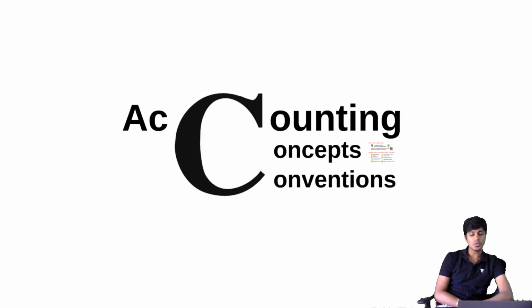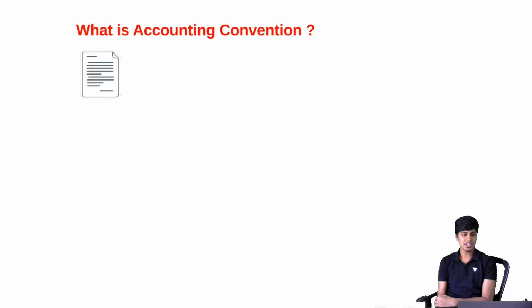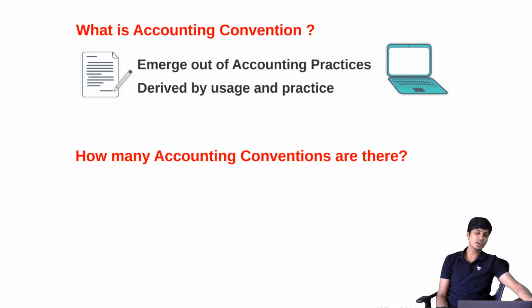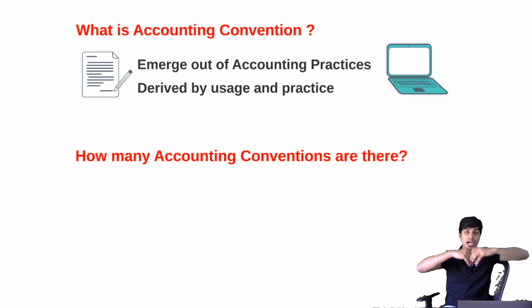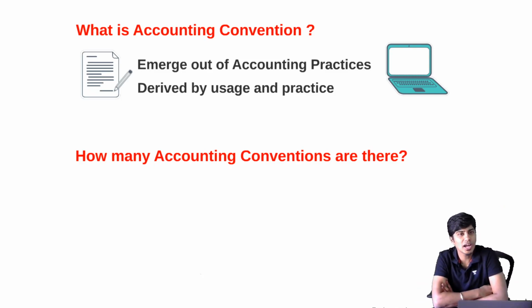Let's now quickly move into accounting conventions. As I told you previously, accounting concepts are ideas or notions based on which financial statements are prepared. On the other hand, accounting conventions are those things which arise over a period of time by usage and practice. They emerge out of accounting practices. The process of accounting will lead to the emergence of your accounting conventions. So first there are accounting concepts, the basic assumptions based on which you start accounting, and in the process of accounting emerge accounting conventions. How many accounting conventions do we have?